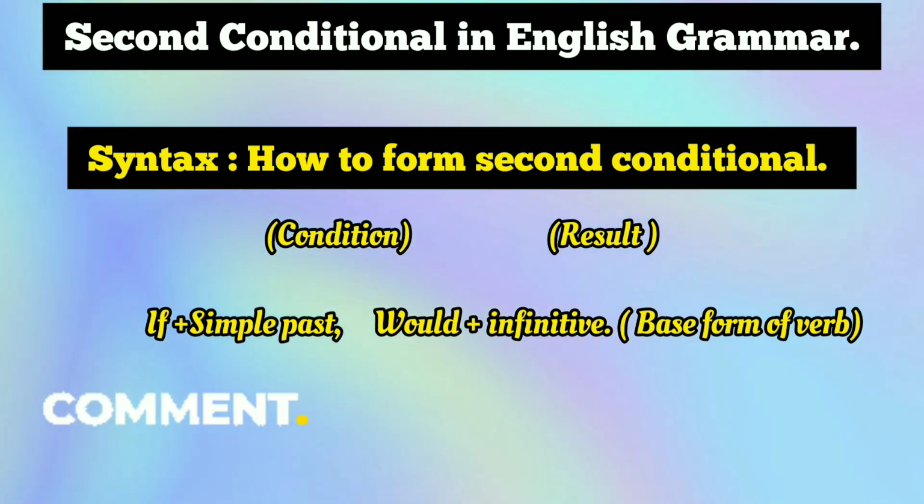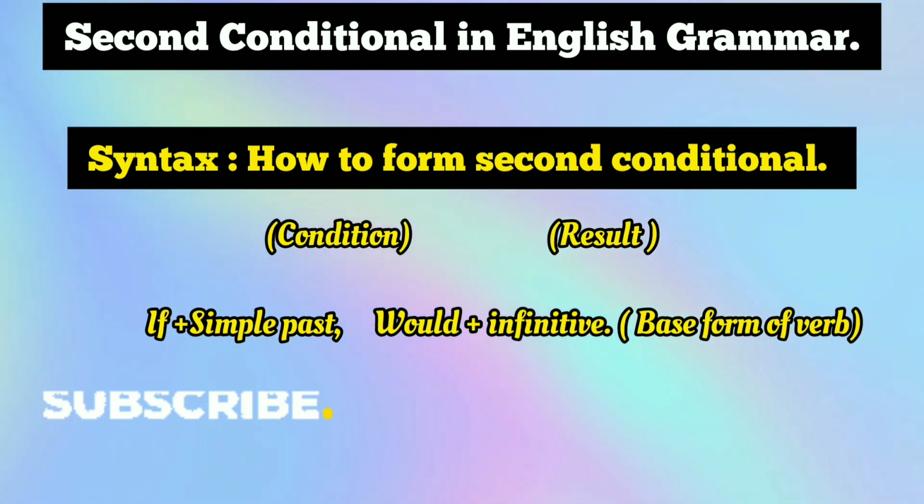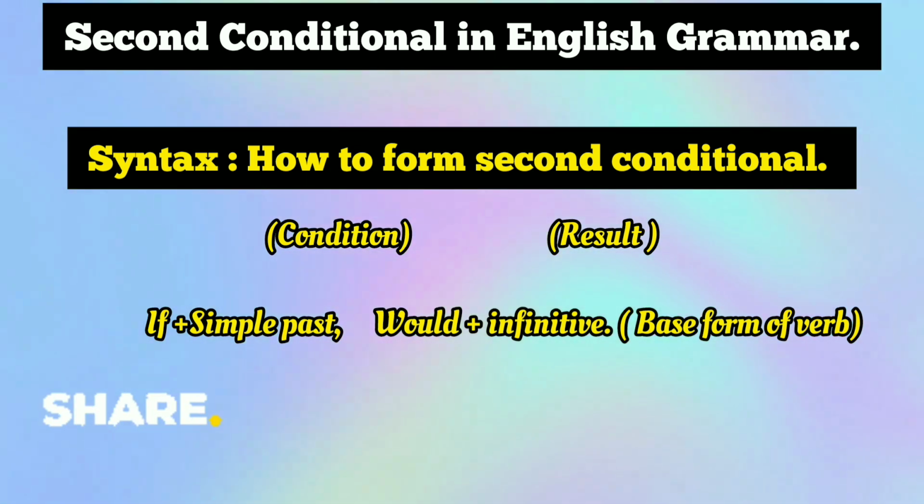So let me repeat: if plus simple past, to introduce the condition, and in the second clause we use would and then the base form of the verb or the infinitive to give the result. So that's the basic syntax to make second conditional sentences.